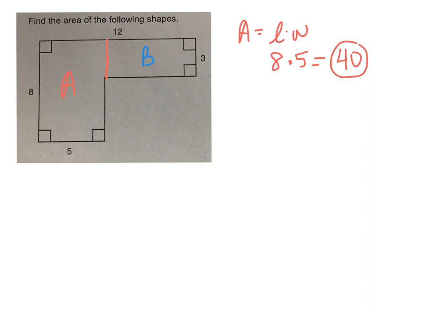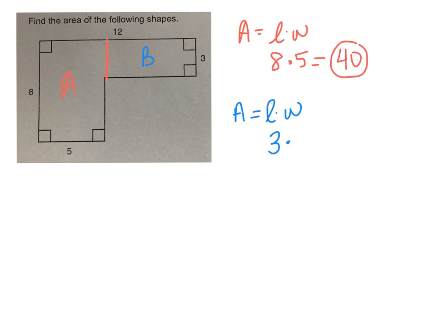Then when I go over to my blue rectangle, I can see here my height is 3. So I know I'm going to use 3. So area, again, is length times width. So I'm going to do 3 times something. But this 12 that they're giving me is all the way across this whole side. I'm not looking at this entire side. I'm only trying to look at this portion of it. So I kind of have a missing side length here that we need to figure out.